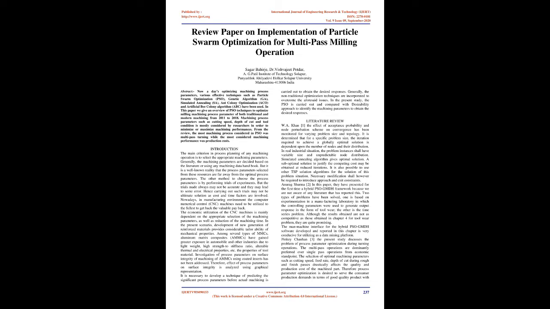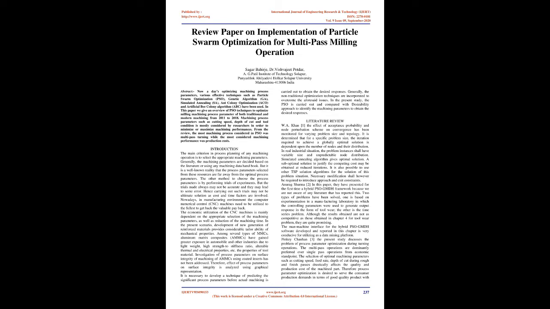Abstract. Nowadays, for optimizing machining process parameters, various effective techniques such as particle swarm optimization, PSO, genetic algorithm, GA, simulated annealing, SA, ant colony optimization, ACO, and artificial bee colony algorithm, ABC, have been used. In this paper we give an overview of PSO techniques to optimize milling machining process parameters of both traditional and modern machining from 2011 to 2018.